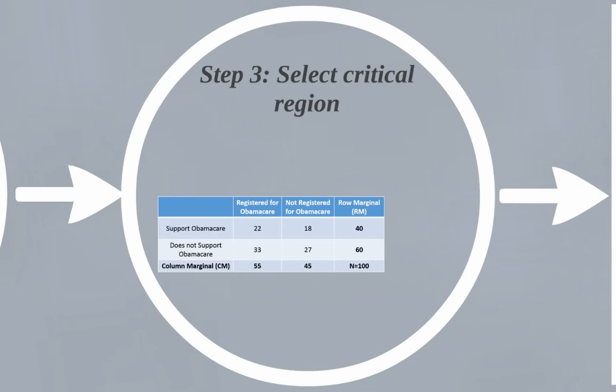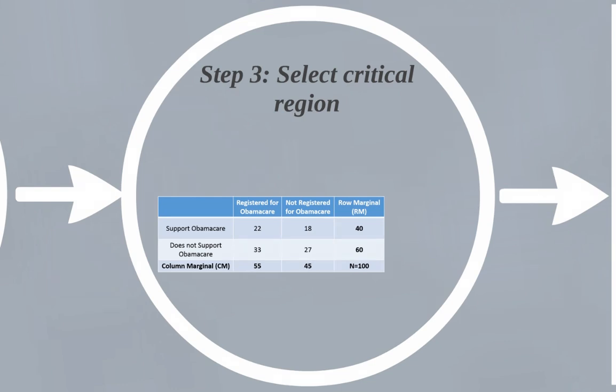It's showing the relationship between registration and support. And just another quick note, you'll see our total N at the very bottom right cell, N equals 100, so we have a total sample size of 100. And you have the row marginals and column marginals. Those are really important because those help us calculate our observed, not our observed frequency, but our expected frequency, and we'll get into the calculation of that later. So just make a mental note that those are important, both the column marginals and row marginals.